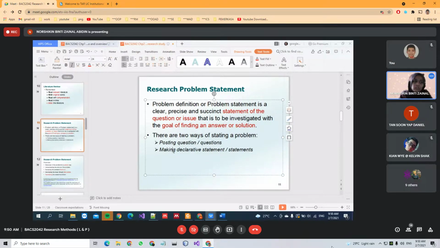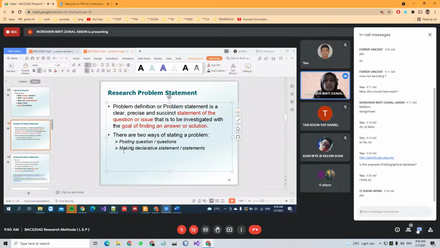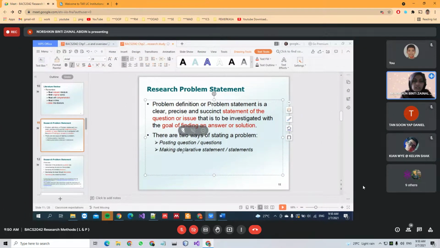So the sales of the bakery is low due to not having an online system. For example, the bakery, right? For making a declarative statement, the example I can think of for now is that the problem statement should be something like: the sales of the bakery is low due to not having an online system. That is a declarative statement.